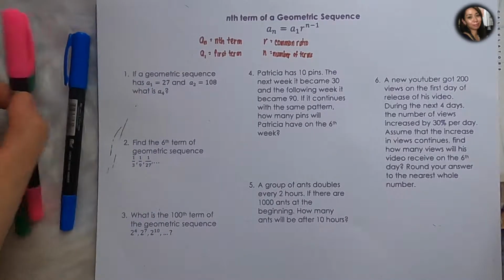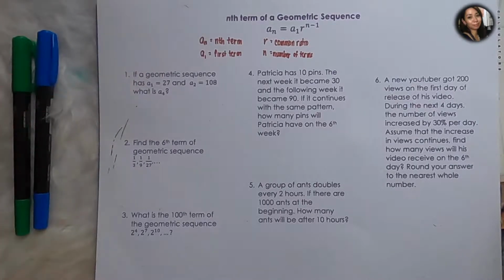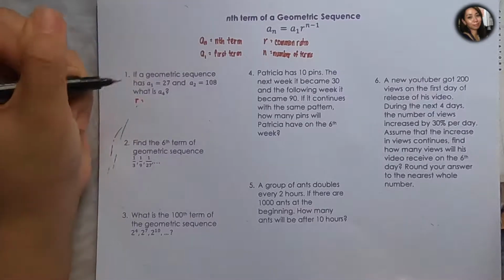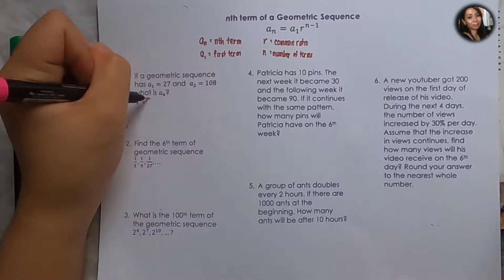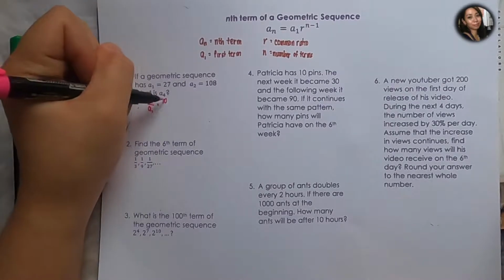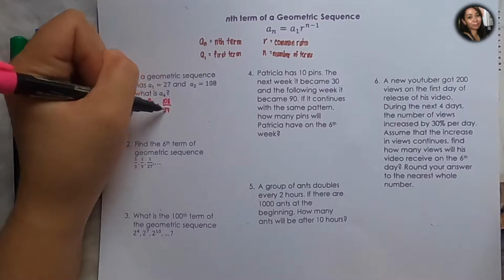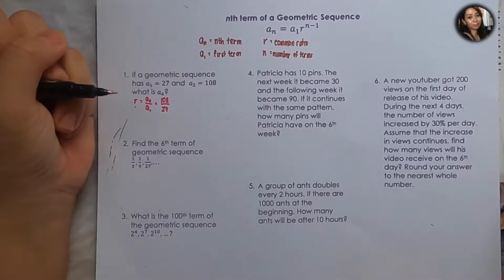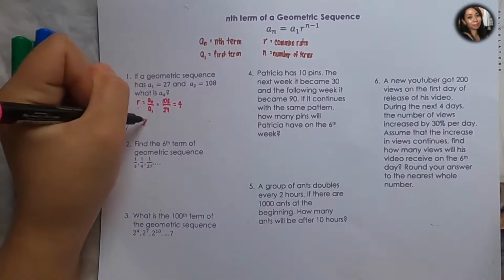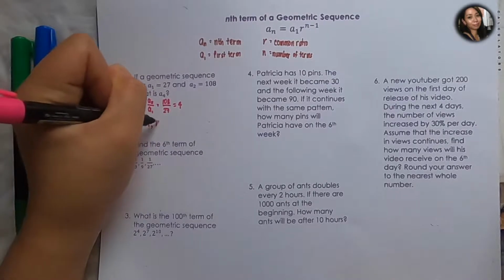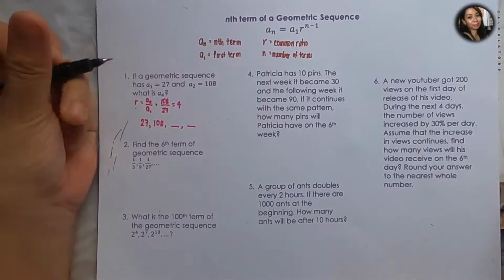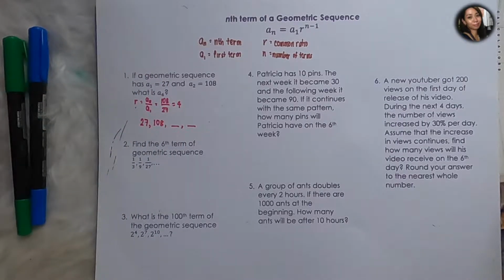If a geometric sequence has a sub 1 equals 27 and a sub 2 equals 108, what is a sub 4? Remember, your r is just the quotient of two consecutive terms. Divide natin si 108 by 27 and we get here 4. Now, let's rewrite the sequence 27, 108, then we don't know the third, we also don't know the fourth. Since apat lang to, hindi na natin gagamitin yung formula.